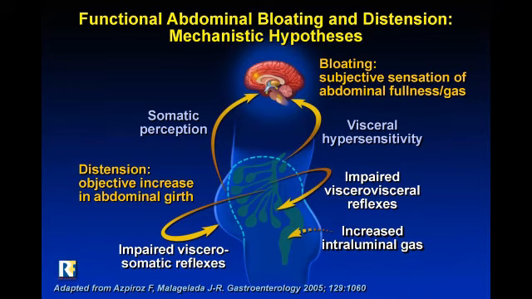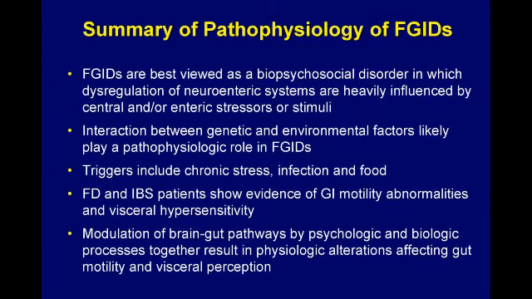So to summarize the pathophysiology of functional GI disorders, they're really best viewed as a biopsychosocial disorder where you have this dysregulation between brain-gut or neuroenteric systems, and they're influenced by central stimuli as well as enteric stressors like food or other stimuli like an infection. There's an interaction between genetic and environmental factors. I think that's important, and that does play a role in increasing the susceptibility of getting these, although we need more information.